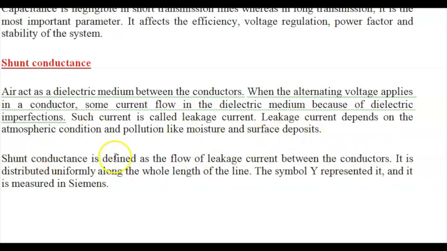And shunt conductance is defined as the flow of leakage current between the conductors, and is mainly represented by the letter Y and is measured in Siemens, that is the reciprocal of ohms. And these are the main four parameters, that is R resistance, L inductance, C capacitance, and G conductance.